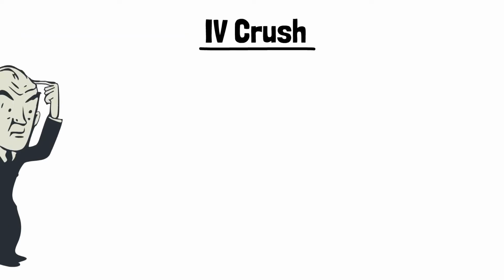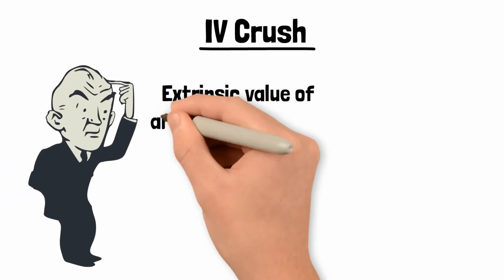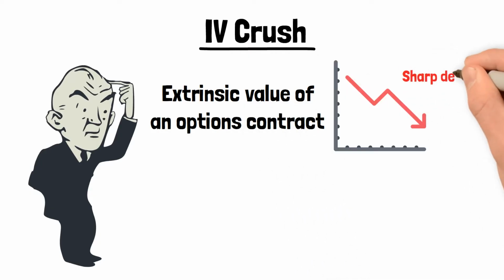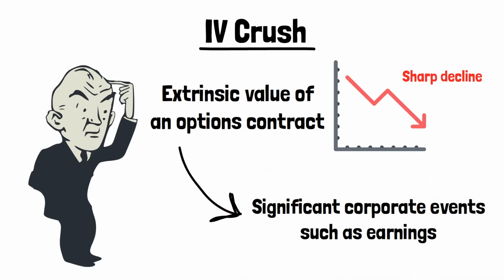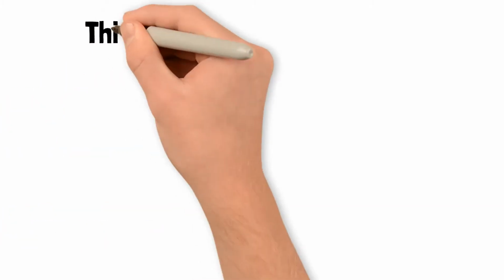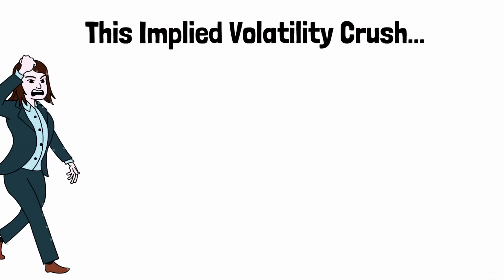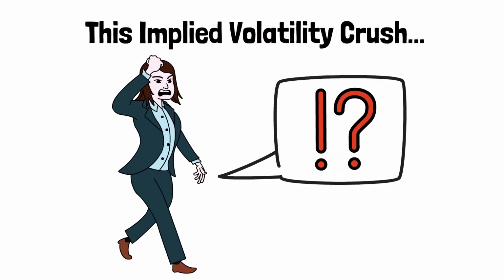IV crush is the phenomenon whereby the extrinsic value of an options contract makes a sharp decline following the occurrence of significant corporate events such as earnings. Unfortunately, this implied volatility crush catches many options trading beginners off guard.